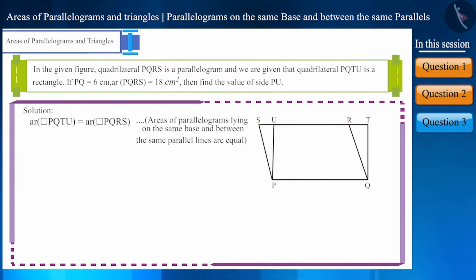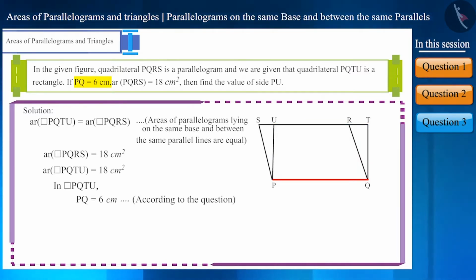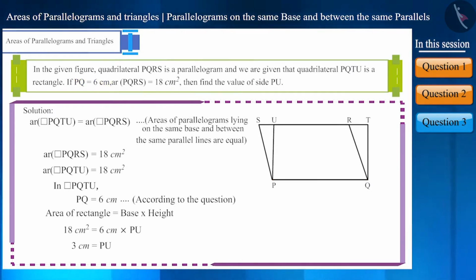We are given the area of parallelogram PQRS as 18 square centimeter. Therefore, the area of rectangle PQTU will also be 18 square centimeter. In rectangle PQTU, PQ is the base and PU is the height, where base PQ is equal to 6 centimeter. And the formula for the area of rectangle is base multiplied by height, which we can write in this way, and thus we get the value of PU as 3 centimeter.